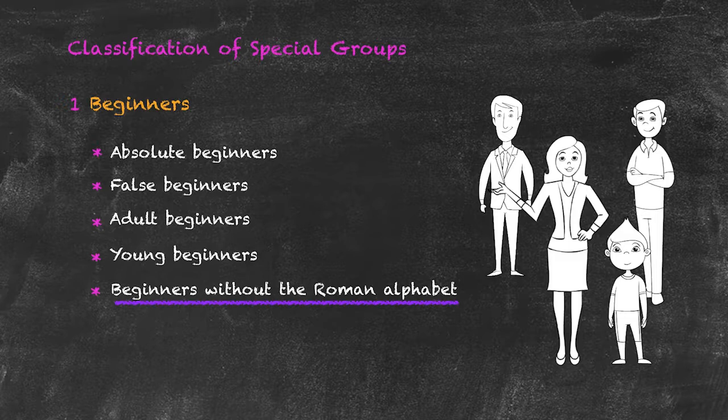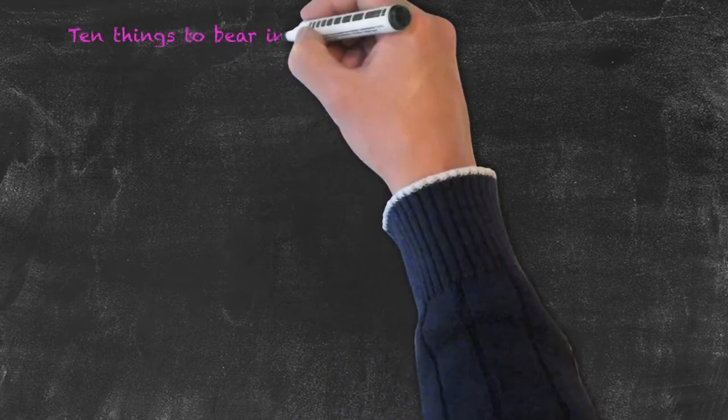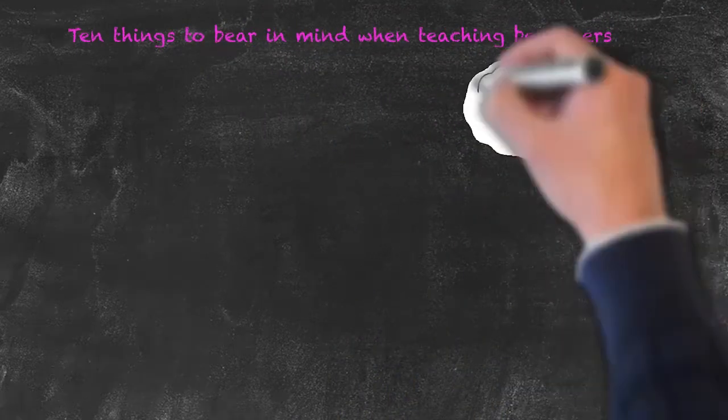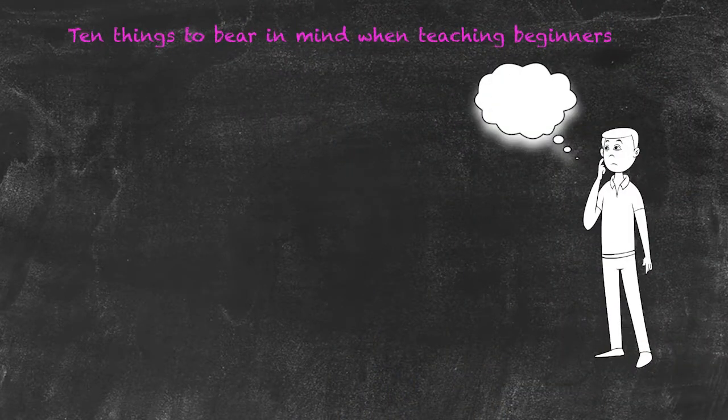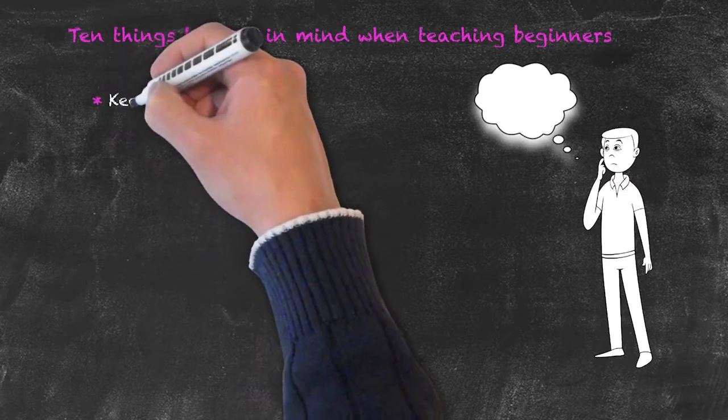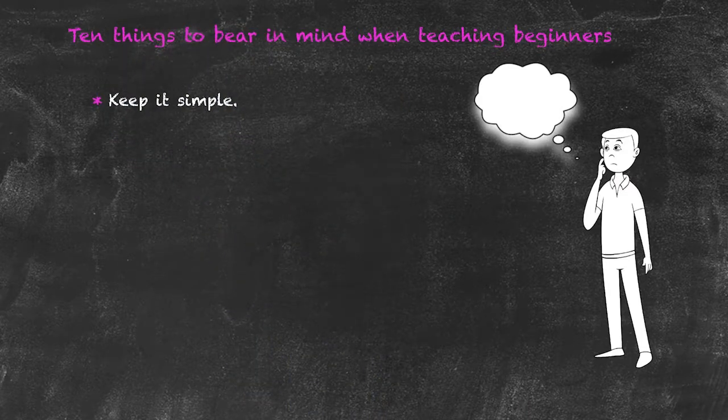Within all of those categories there are some general rules that we need to keep in mind whichever type of beginner we are teaching. So regardless of which type of beginner class you are teaching, here are our top 10 tips, if you like, for the teaching of beginners. The first thing is to keep it simple. You have to remember when teaching beginners that your language level has to be at the same level or at least slightly above theirs, otherwise they're not going to understand you.